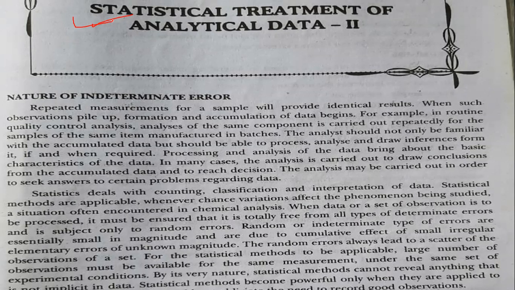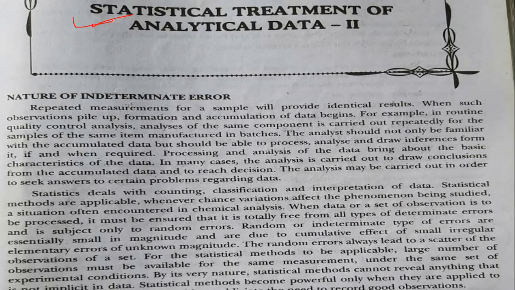Okay, so we'll see in this slide the nature of indeterminate error, how indeterminate error arises during the experiment. Repeated measurements for a sample will provide identical results. When such observations pile up, formation and accumulation of data begins. We take a number of readings, and those readings help us to generate the data. So in routine qualitative analysis, we take a number of readings.